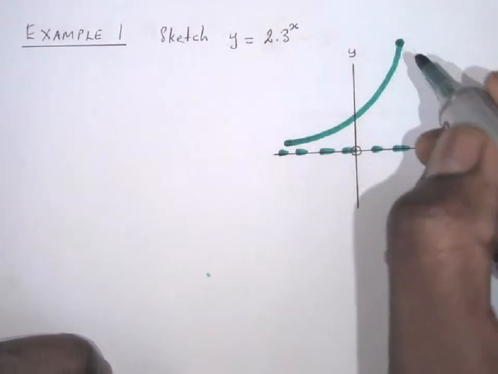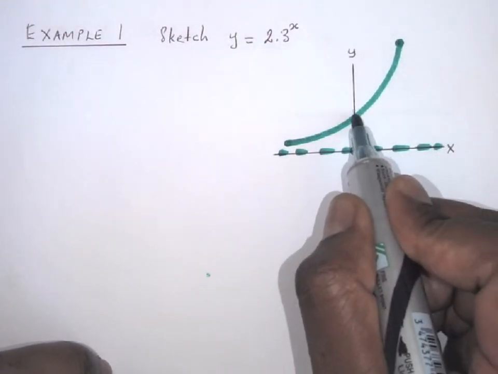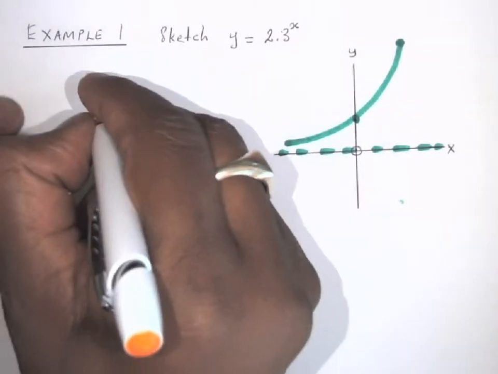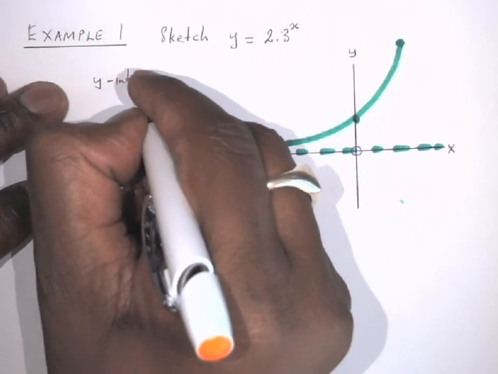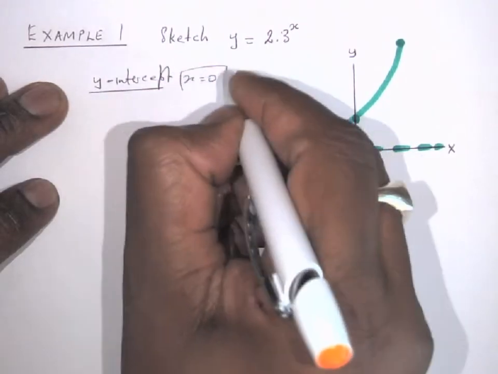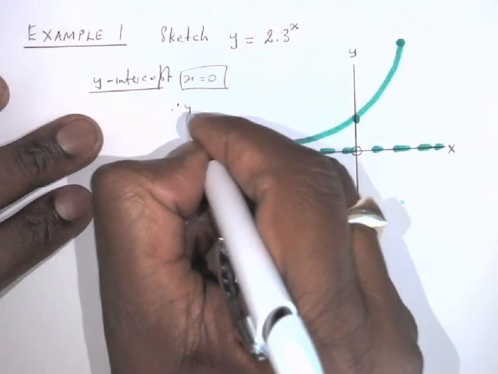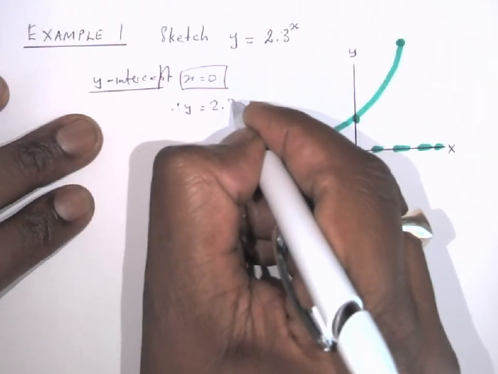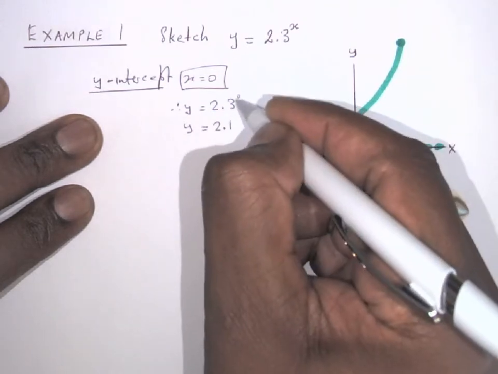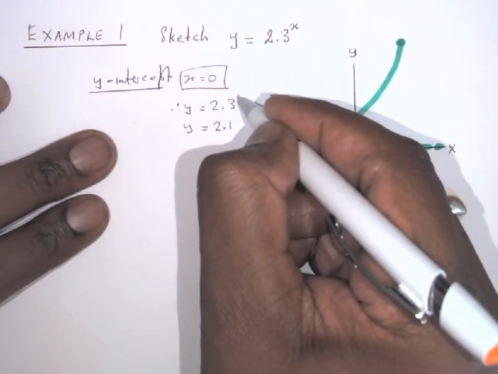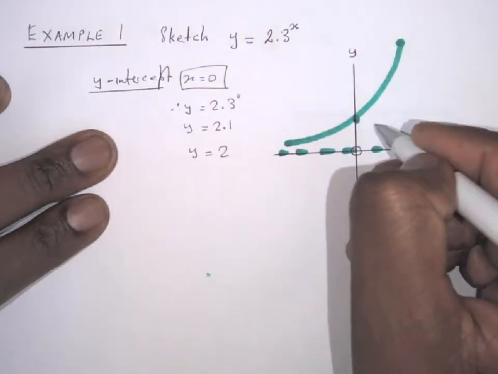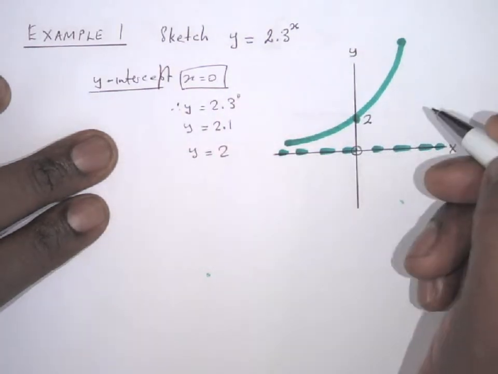So we need to work out the y-intercept of this graph. We know how to find the y-intercept. We make x equal to 0. Where there is x, I plug in 0. Therefore, I have y = 2·3^0. So y = 2 times 1, because 3 to the 0 is 1. Therefore, y is equal to 2. So this graph cuts the y-axis at 2.